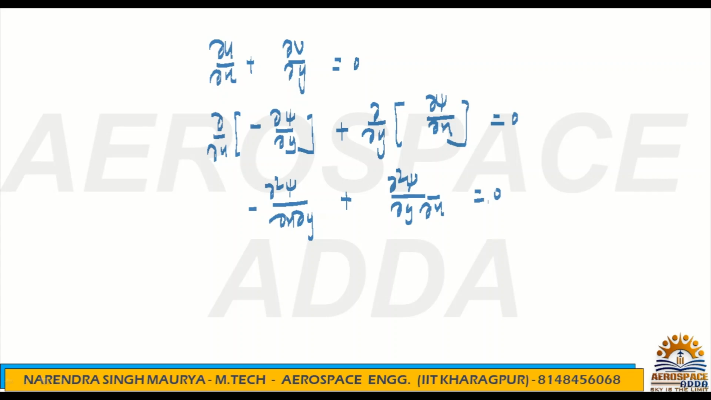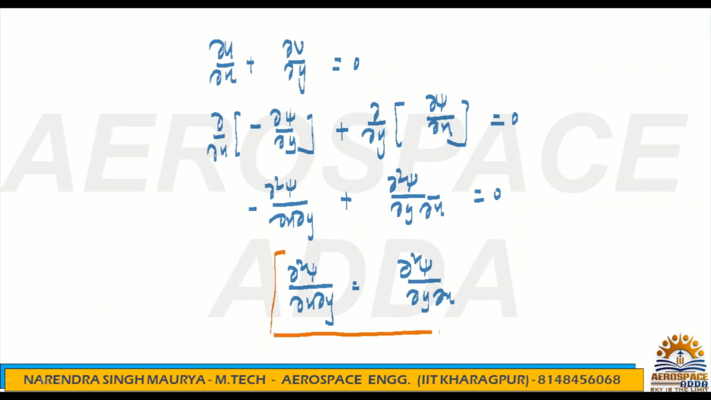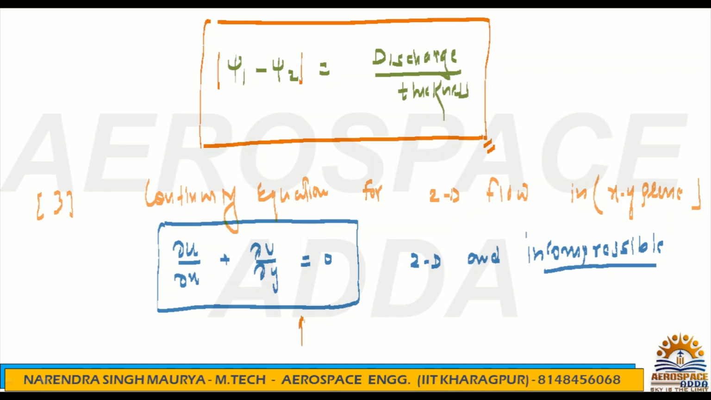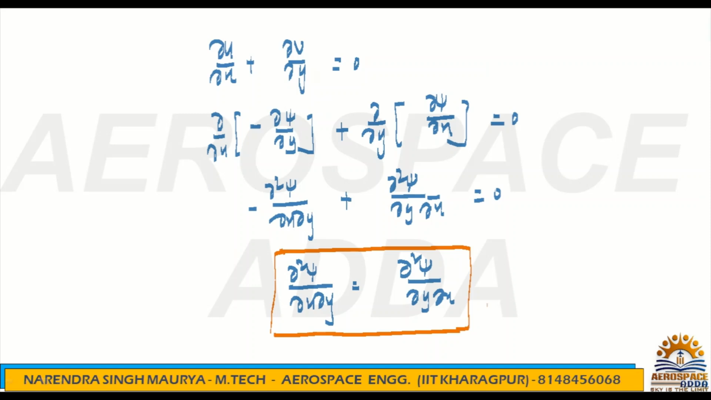Or also, this equation we can write ∂²ψ/∂x∂y is equal to ∂²ψ/∂y∂x. If this result is satisfied by the stream function, what is the meaning of it? It is saying that the stream function has satisfied the continuity equation. And once the stream function has satisfied the continuity equation, the final result you will get like this.